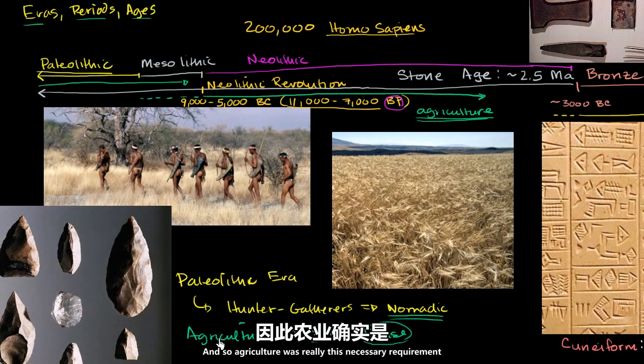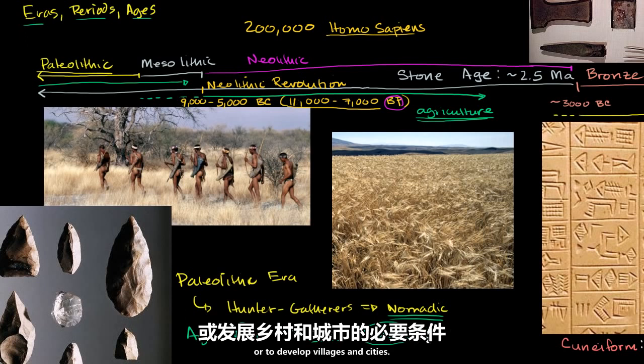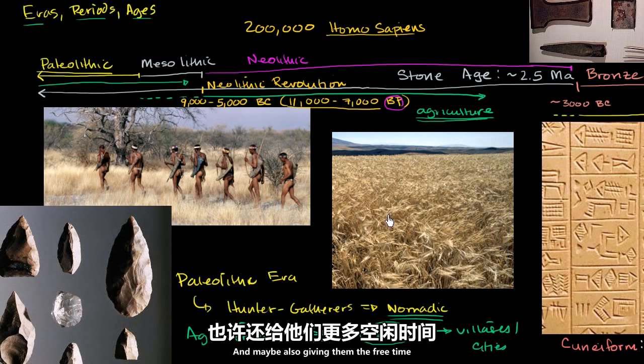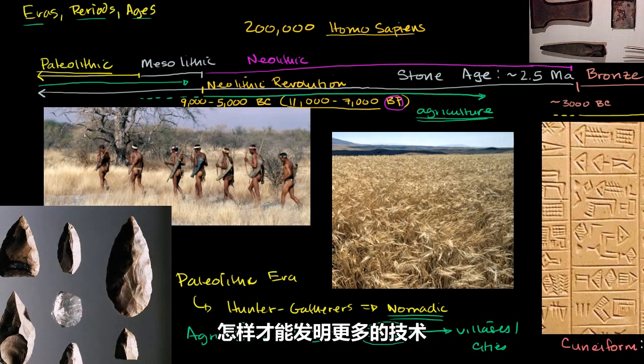And so agriculture was really this necessary requirement for people to develop civilization, or to develop villages and cities. And maybe also giving them the free time to start thinking about, hey, maybe we want to think about how we can record what we know, how we can develop even more technologies.